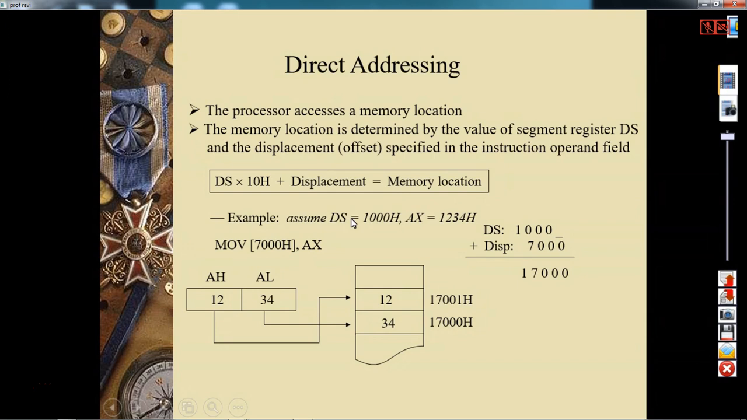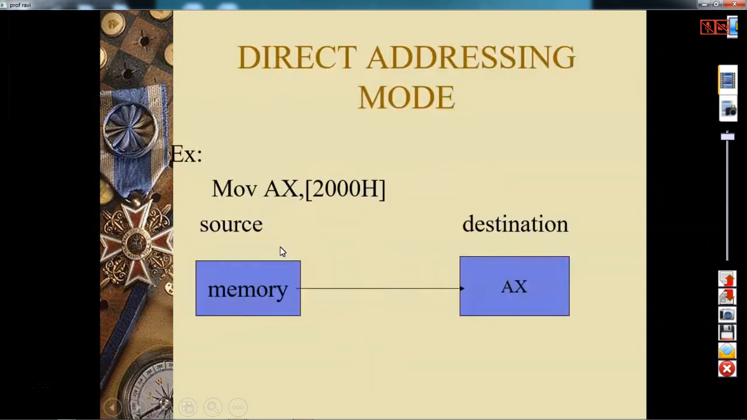Now let us take the previous example. This will be added, and that will be your physical address. Let us take this instruction explained in detail: MOV AX, 7000. Here the syntax is like this: source is memory, destination is a register. You can have it vice versa.